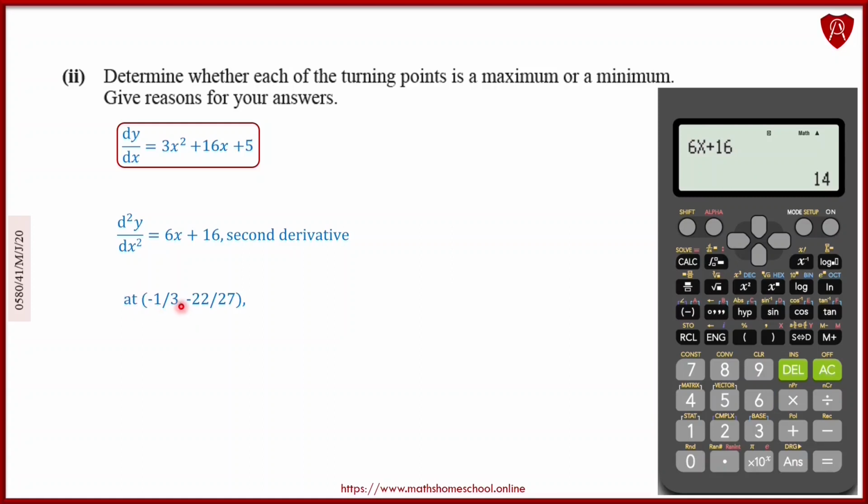Take the first stationary point, key in the value of x in this expression for the second derivative. So calc negative 1 over 3 equals 14. So the second derivative is 14, and it is positive. It's not the value that's important. It is whether it is above 0 or below 0. When it's positive, it is a minimum point.